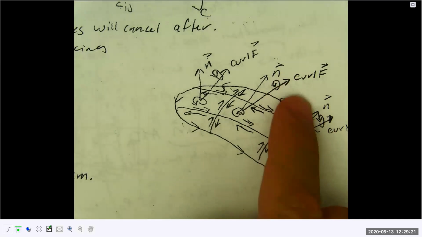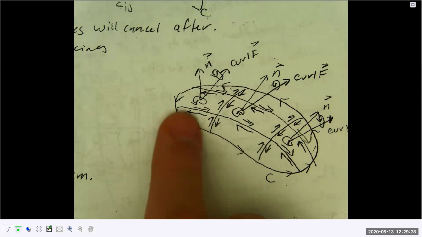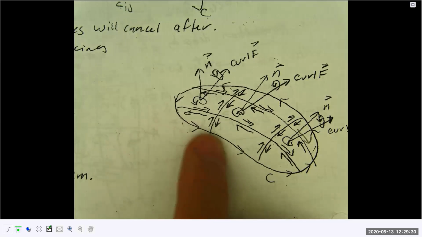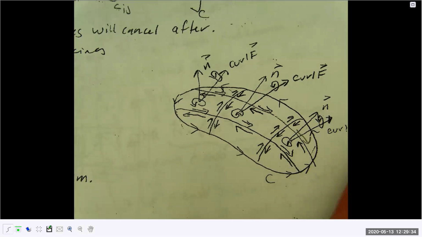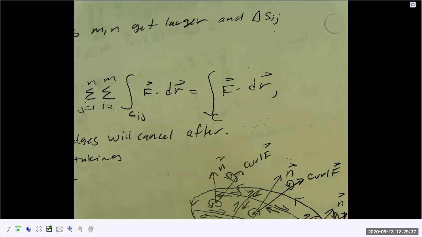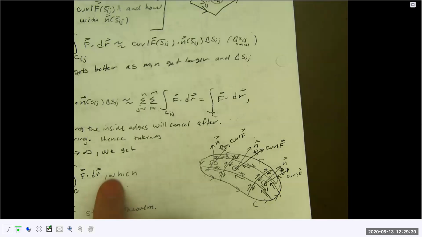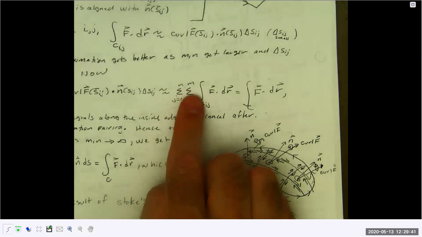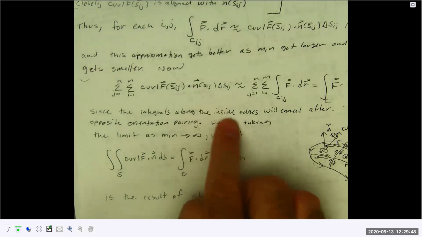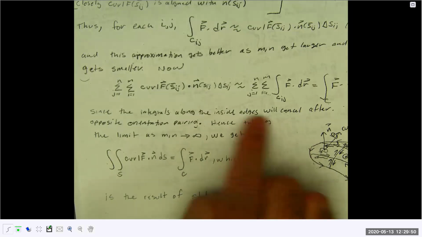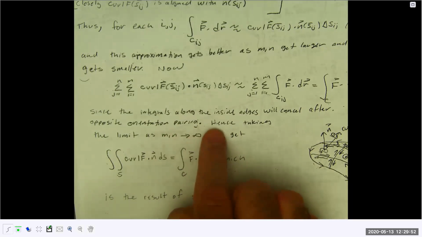Cancellation there, cancellation there, cancellation here, cancellation here. Gosh, so much stuff cancels. The only thing that doesn't cancel are these segments along the boundary. And so what happens is that this guy just becomes the line integral along the boundary, since the integrals along the inside edges will cancel after opposite orientation pairing.